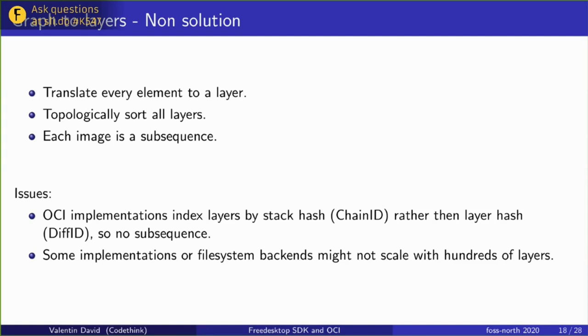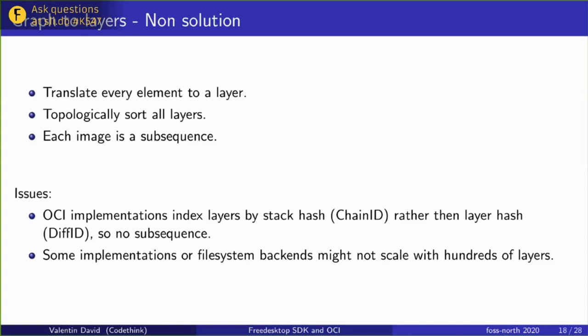But the two things that are important to remember are, first, OCI has different implementations. At first it was just Docker, and people wanted to make other implementations, and that means we will have different implementations. Also, we will have different backends for every implementation, so we'll have lots of different ways things might work. So we want things to work everywhere.